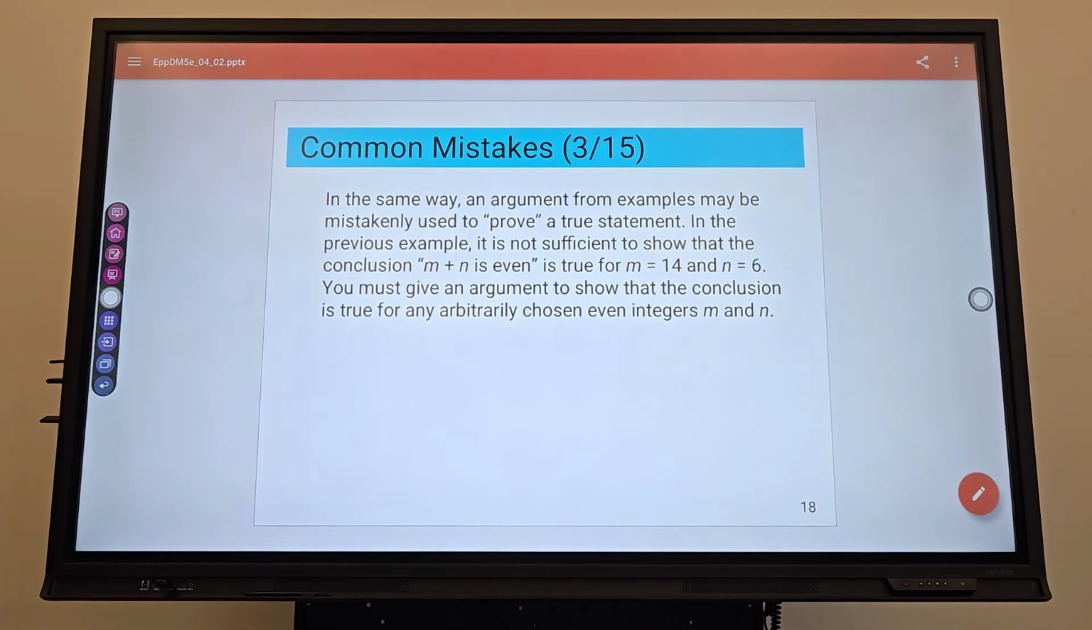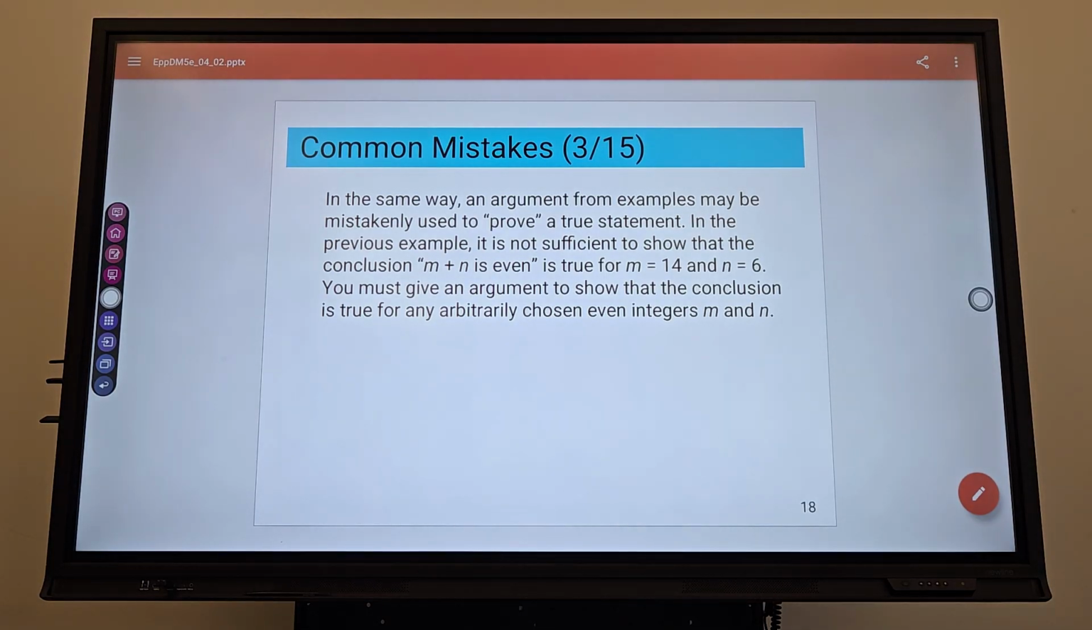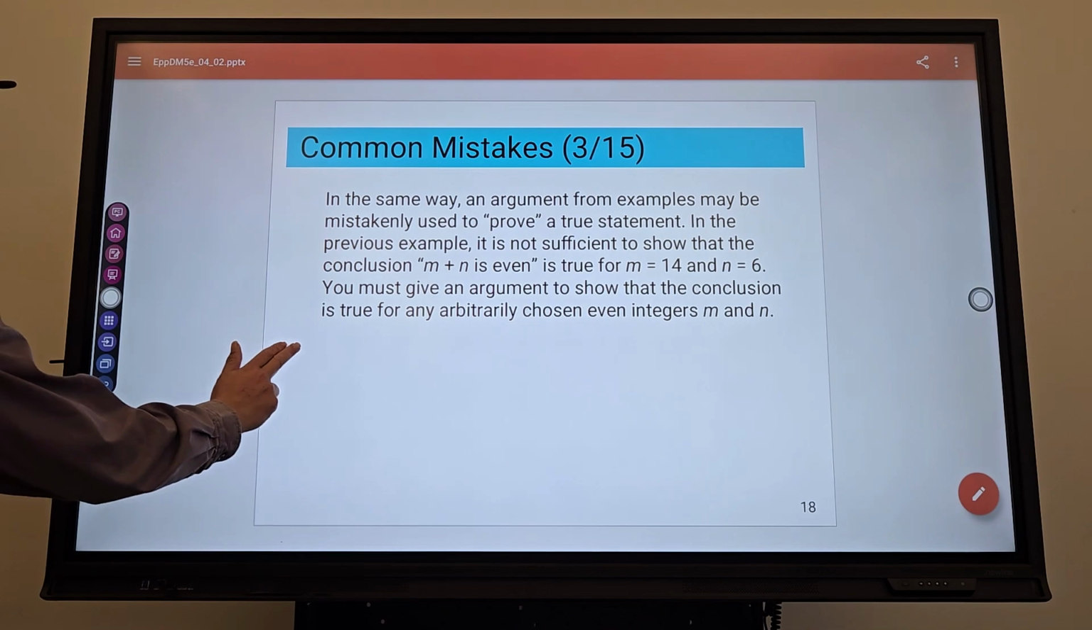In the same way, an argument from examples may be mistakenly used to prove a true statement. In the previous example, it is not sufficient to show the conclusion. You must give an argument to show that the conclusion is true for any arbitrarily chosen even integers m and n.